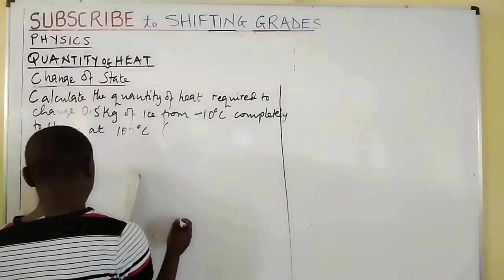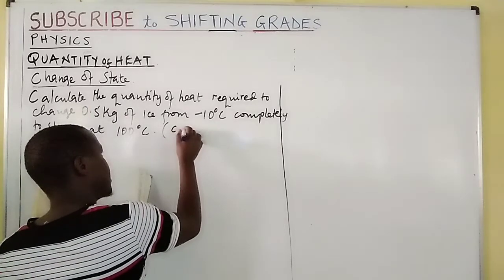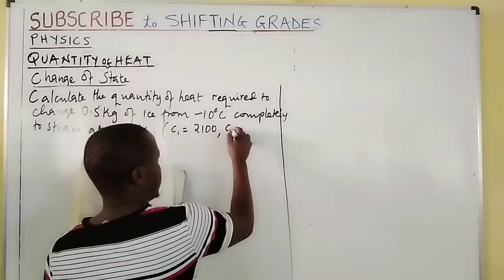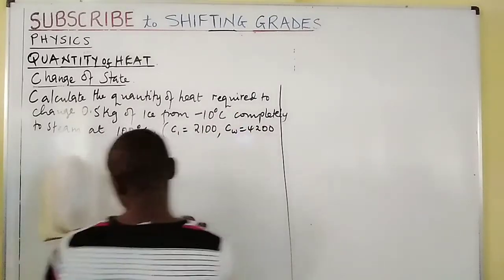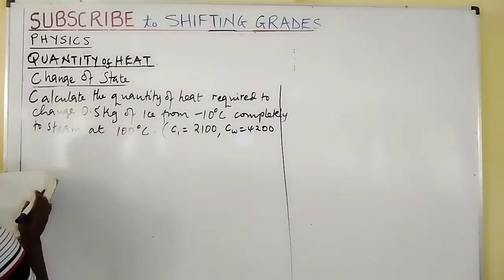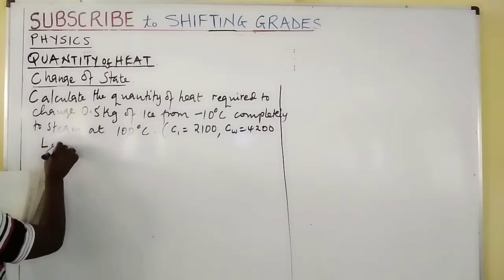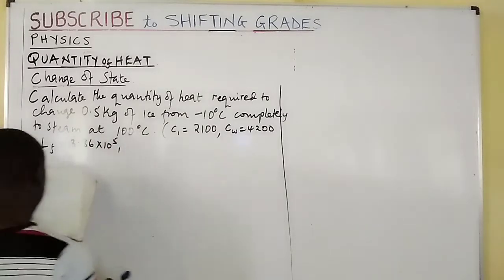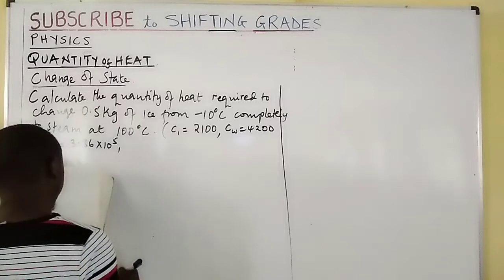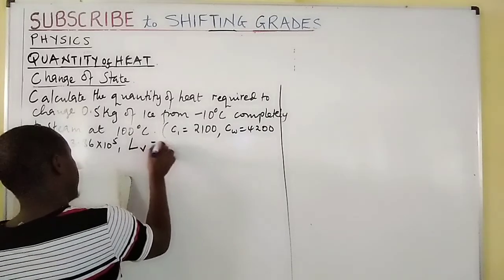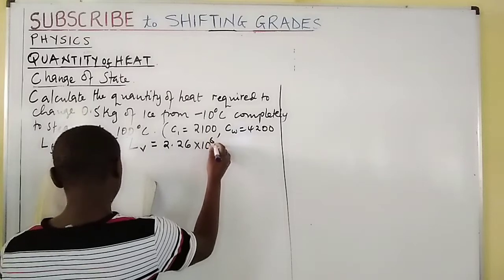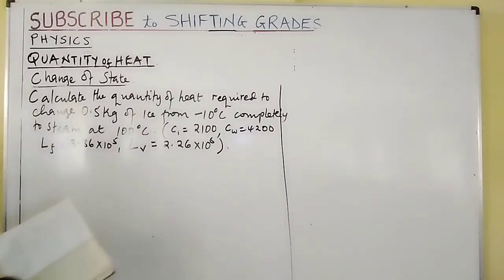Take the specific heat capacity of ice as 2100, the specific heat capacity of water as 4200, the specific latent heat of fusion of ice as 3.36 times 10 to the power of 5, and the latent heat of vaporization of steam as 2.26 times 10 to the power of 6. So these are the constants given.